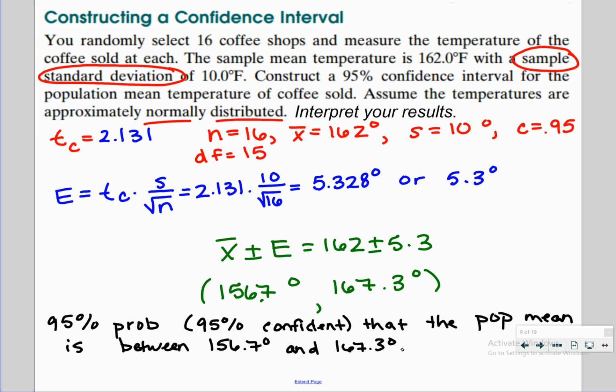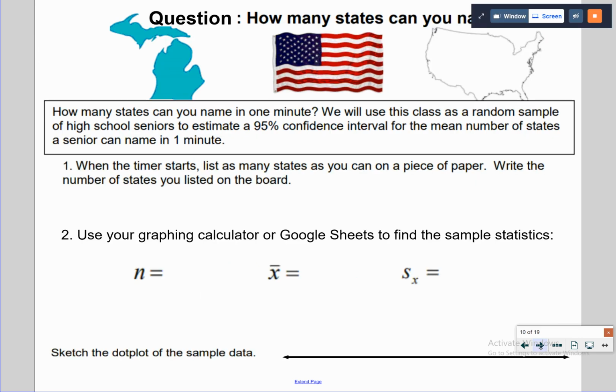Okay, so last thing we're going to do, and then you guys will probably have some time to work on homework, is we're going to create our own confidence interval, and you're going to be tested here. So you can do this in the margin on your paper, or if you want scratch paper, that's fine. You are going to have 1 minute to write down as many states as you can out of the 50. Okay? Pull up the timer.